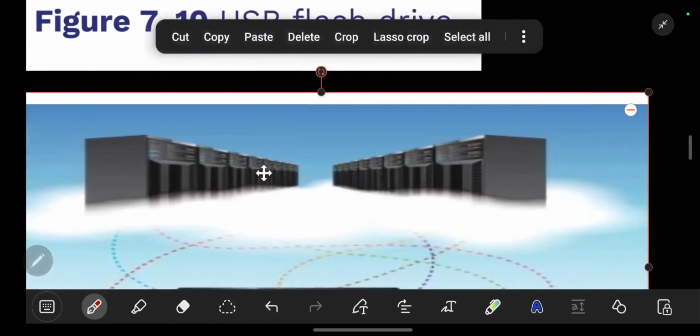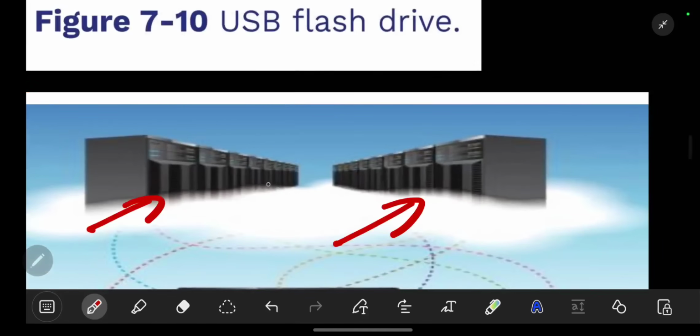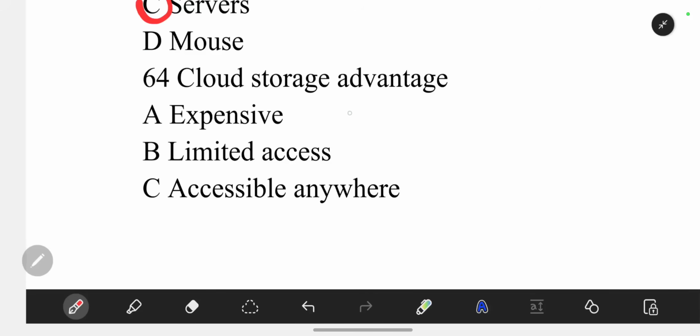Then for the ones where we have the servers, that's the back end, like that, which makes sense. So the advantage of cloud storage is basically that it is accessible anywhere. So wherever you go, you can easily access cloud storage.